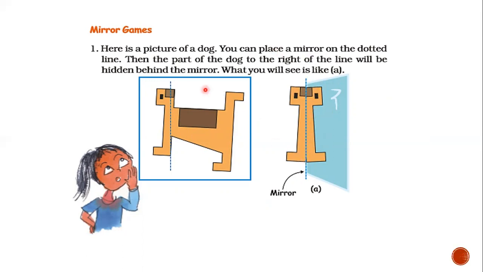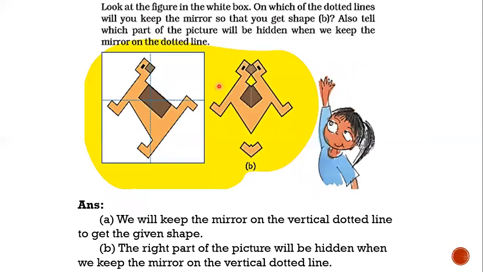And the second part, which part will be hidden? If you keep the mirror this way, the right side of the figure will be hidden. It is the example shown. Now on this basis, you have to solve the remaining questions. See, look at the figure.